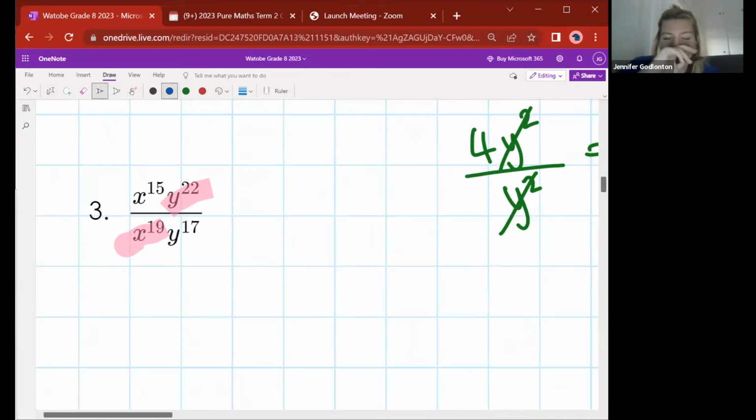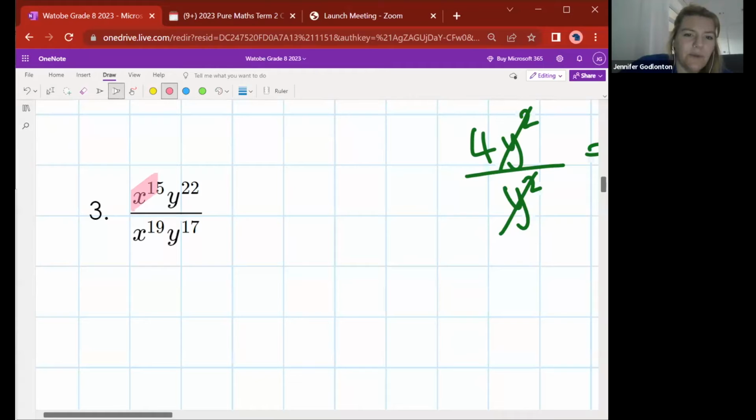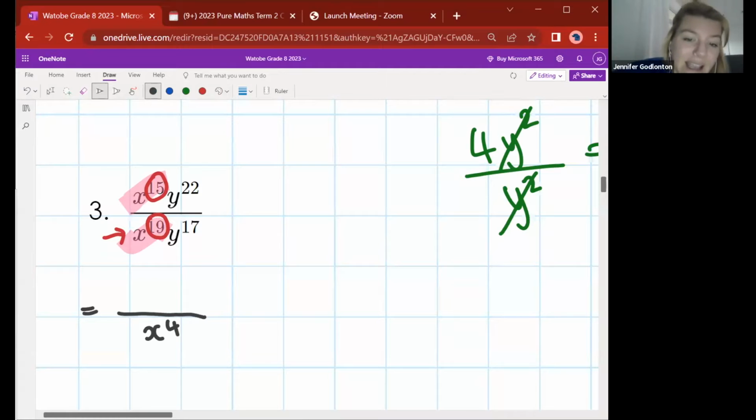Really, really good. Okay, so let's have a look at our x's first. We've got x to the 15 there and then x to the 19 there. So we're going to do our minus thing that we've been doing. We're going to say 19 minus 15, but our x's were bigger at the bottom, which means they need to stay at the bottom. So 19 minus 15 is going to give us x to the power of 4. That's how we got that. Okay, so x to the 4, chilling down there.